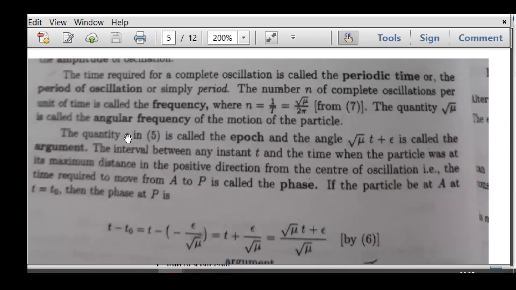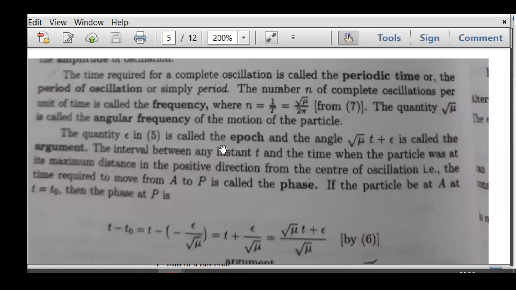Now the quantity epsilon. What was actually epsilon in mathematical terms? It was an arbitrary constant. Whenever we did the integration for the second time, epsilon came as an arbitrary constant. But how is it related to the physical scenario? It is called the epoch of this simple harmonic motion, and the angle root over mu t plus epsilon is called the argument. So in the cosine, x equals cosine of root over mu t plus epsilon. So this is our argument, obviously the angle we mean. And this is the epoch.